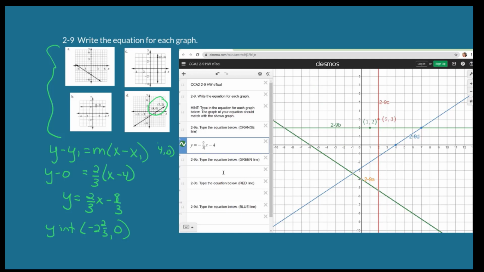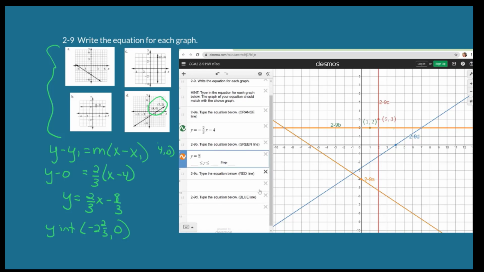Okay. 2-9B, which already is in green, is just a horizontal line. And it's at the y-intercept of (0, 2). So that line is just y equals 2. And you'll see how it just changed to orange for us, okay?